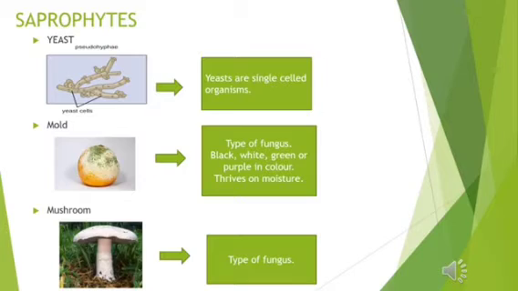And the third one of course is mushroom. Again, mushroom is also seen in places where it is wet, and they also grow on dead and decaying matter. Some of the mushrooms may be poisonous, while some mushrooms are useful and they have a lot of protein in them, and it is used in making food.